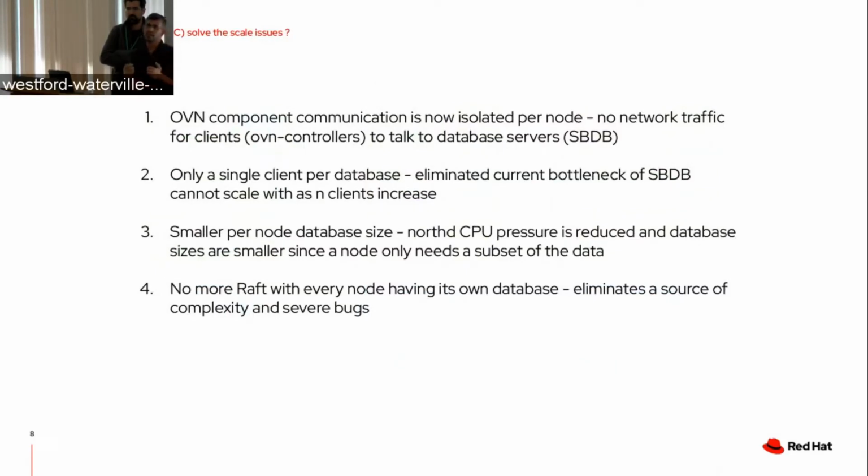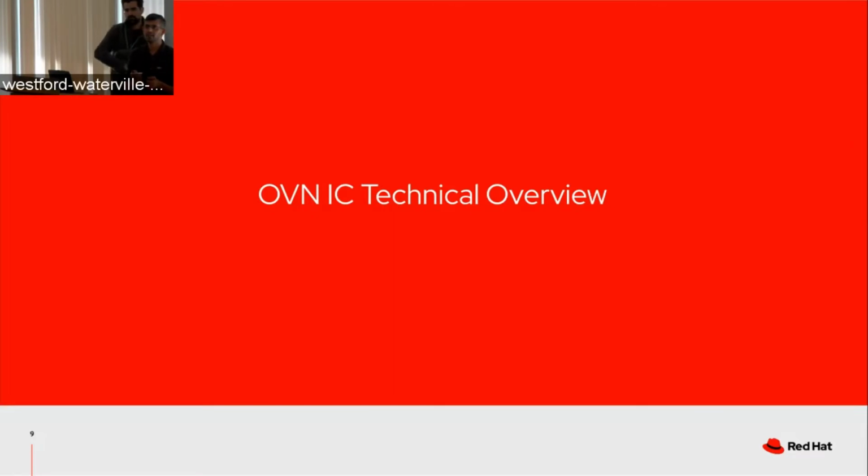Basically, we want to know if this solves our scale requirements. Would it help? Since each node acts as its own deployment, we don't have Raft. The local OVN components can talk via Unix sockets. The database size is smaller, and ovn-northd has to process fewer flows, so it has to do less work. So, will that help? That is the question. Let's get into a little bit of the internals of OVN IC, which Dumitru will take over.